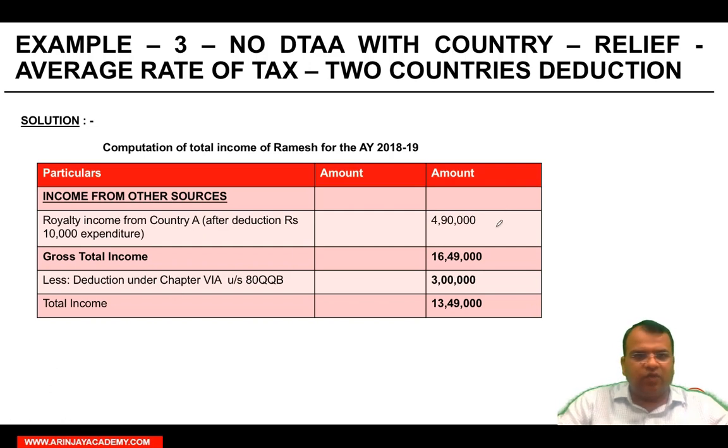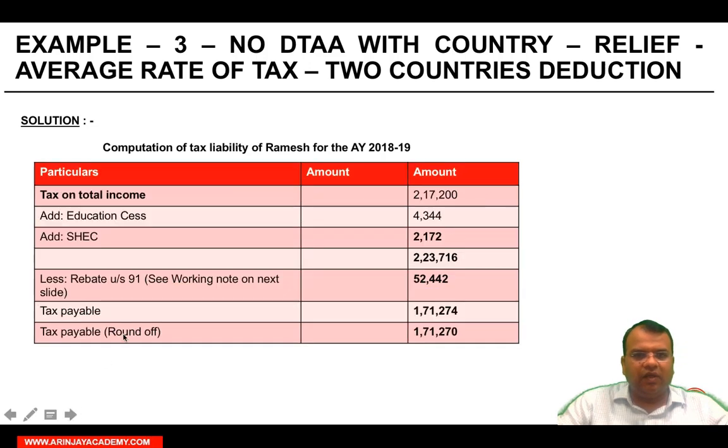But before that, there is one more thing. On the royalty income, there is a deduction which is available under chapter 6, which is under section 80 QQB. Here, if an individual is an author and he gets royalty income from overseas, a maximum deduction of 3 lakh is allowed to him. In this particular case, 4,90,000 was the income, 3 lakh is what is going to get as a deduction. So the net taxable income he gets is 13,49,000.